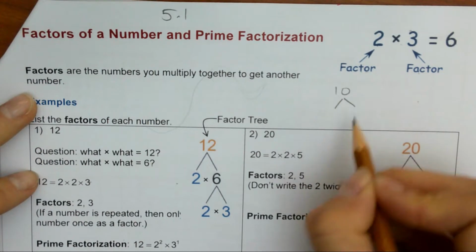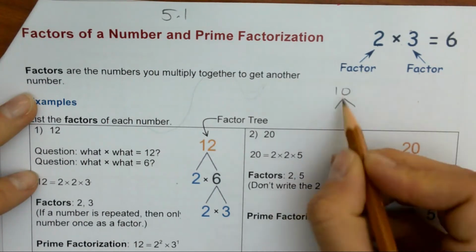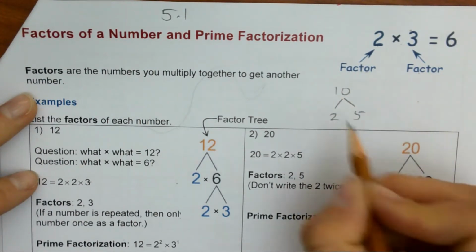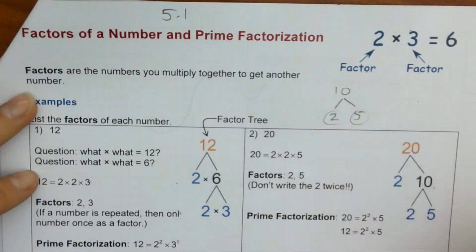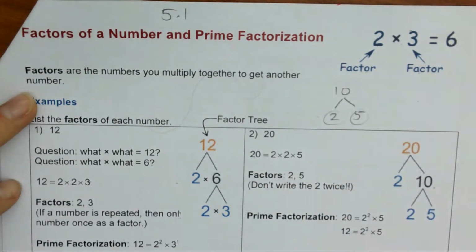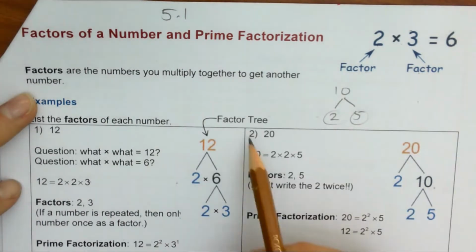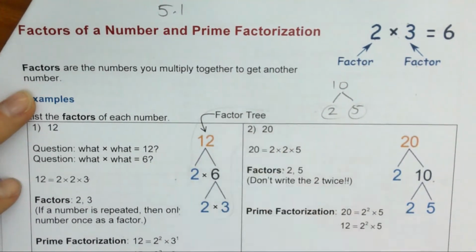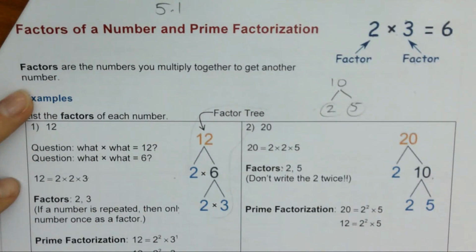What are the factors of 10? Or some factors of 10? 2 times 5 is 10. So 2 and 5 are factors of 10. Okay? So we're going to make something called factor trees to find the factors.